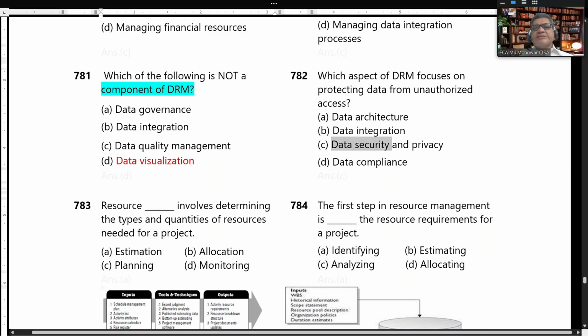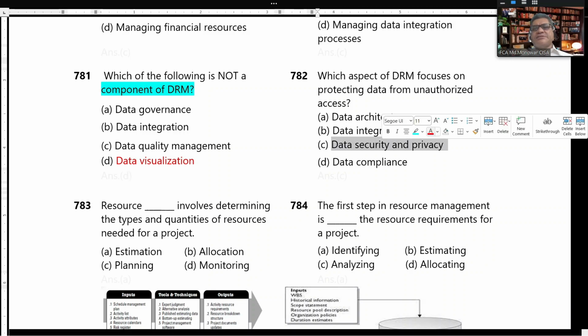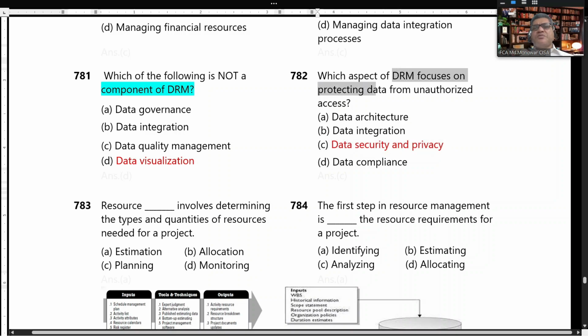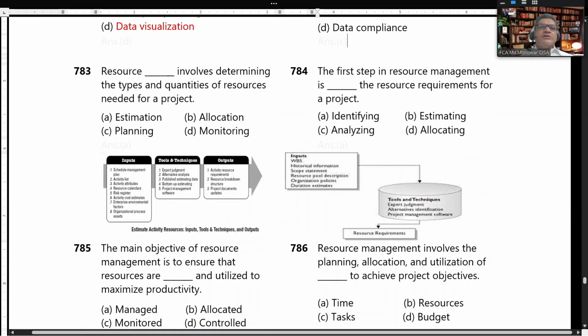Which aspect of DRM focuses on protecting data from unauthorized access? Here, data security and privacy. DRM focuses on protecting data from unauthorized access: data security and privacy. Which involves determining the types and quantities of resources needed for a project? Here, resource estimation involves determining the types and quantities of resources needed for the project.